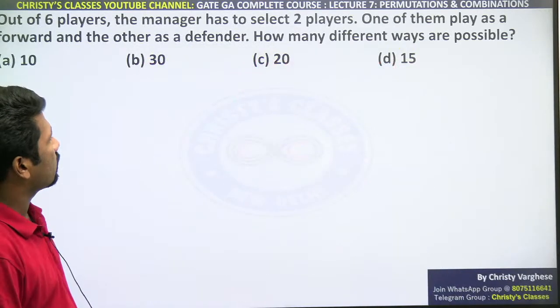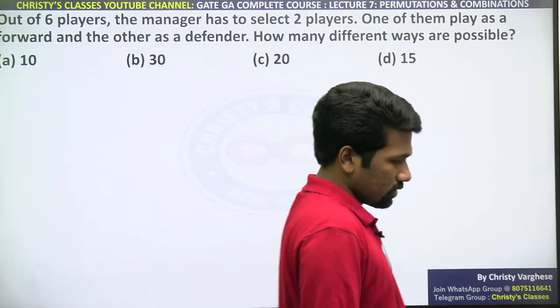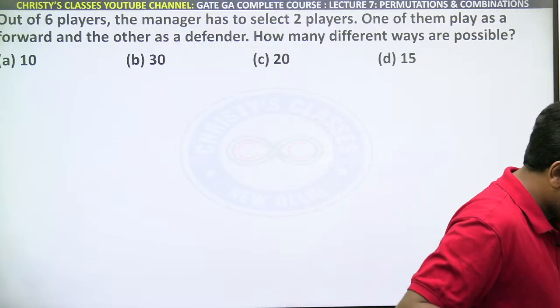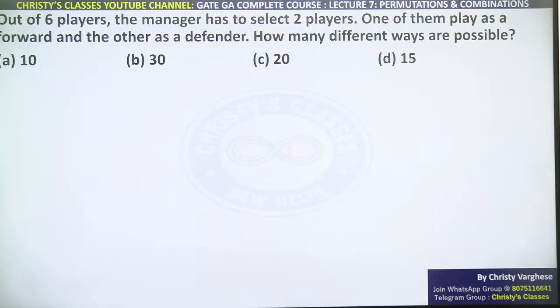So can you try this question? Yes, all of you try this question. We have discussed a similar question. We will quickly revise what we discussed last class and then continue to the next area of permutation and combination.